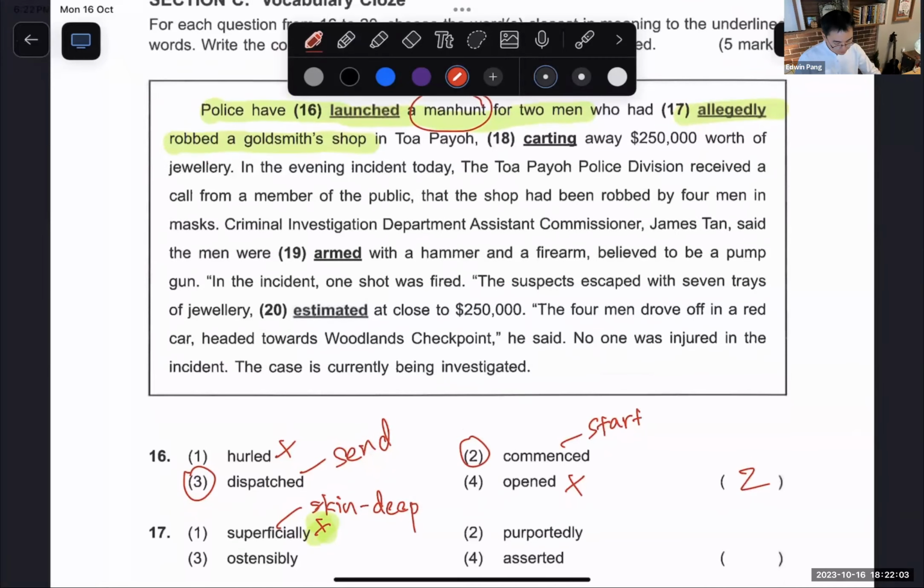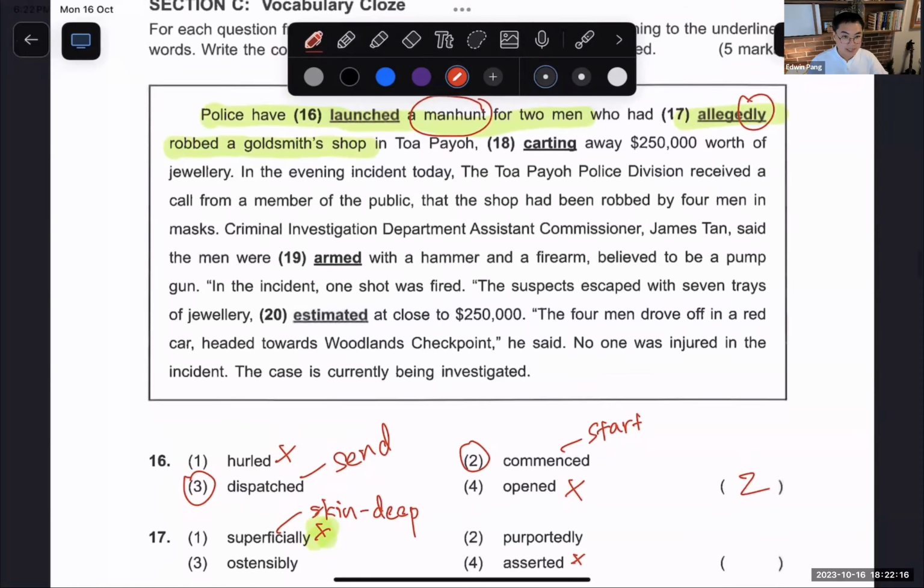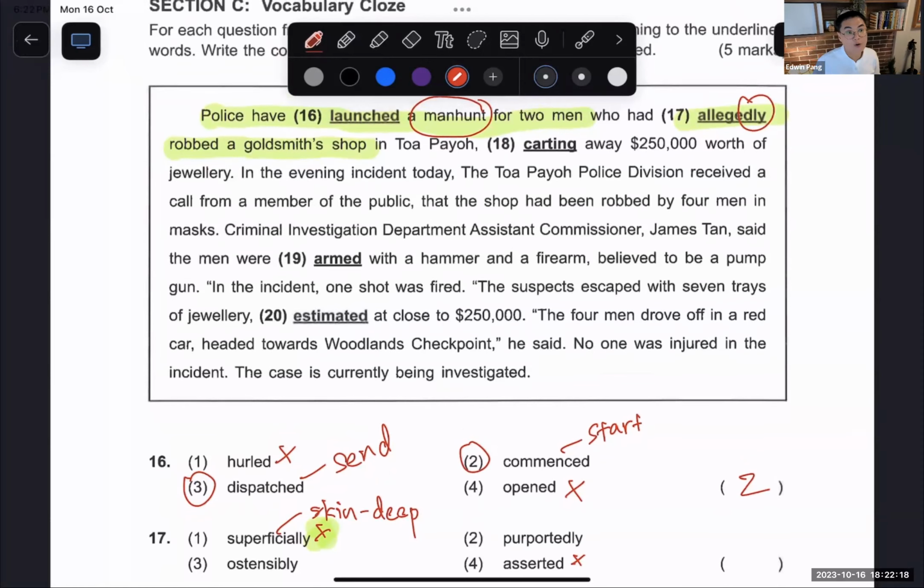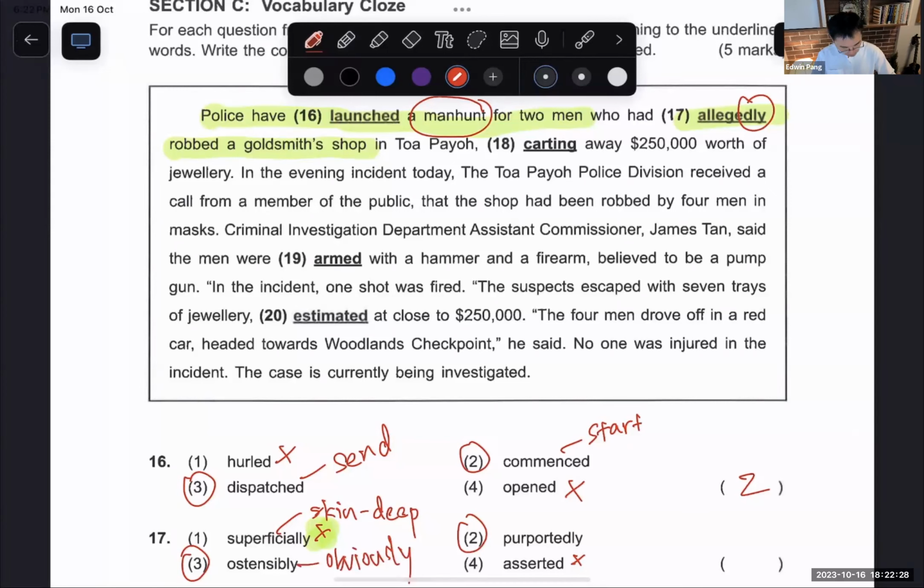So purportedly, asserted, or ostensibly. Asserted is obviously wrong, because you see, asserted is the only one that doesn't end with an ly. Allegedly ends with an ly here, so the answer must also end with an ly. It's the same form of the word. You cannot have a different form. So it cannot be asserted. So it's either purportedly or ostensibly. Ostensibly means obviously, and purportedly means allegedly. It's the synonym for purportedly. So the answer is number 2.